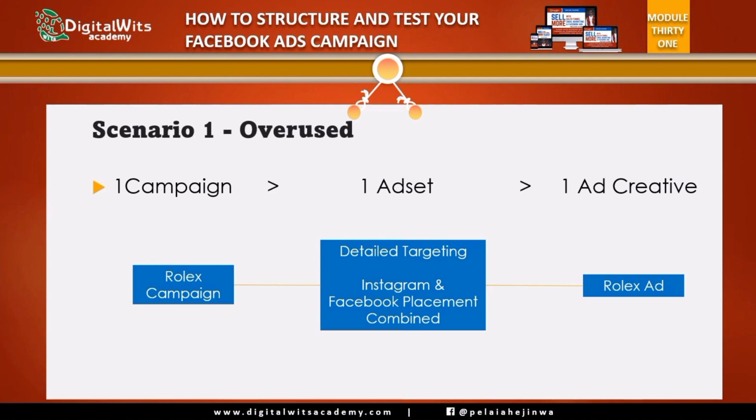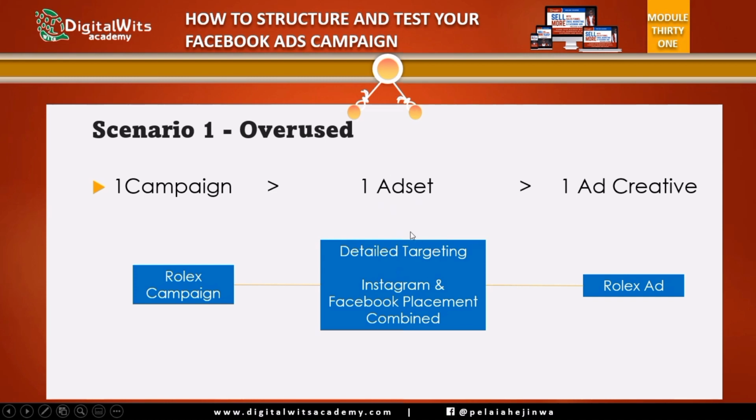If you go to YouTube now, this scenario is what you will be seeing. This is what you see in some random tutorials out there, and this type of structuring is overused. This is where you have your campaign, let's say the Rolex campaign, and then you have one ad set. Inside this one ad set, you combine Instagram and Facebook placement, so the advert reaches people on Instagram and Facebook at the same time. Then you do your detailed targeting on that same ad set.